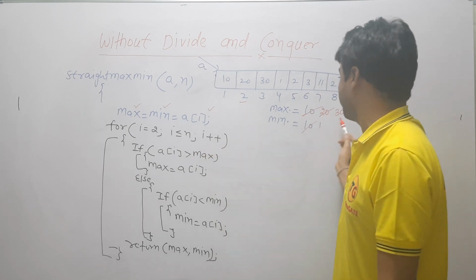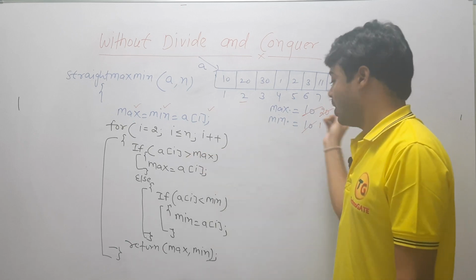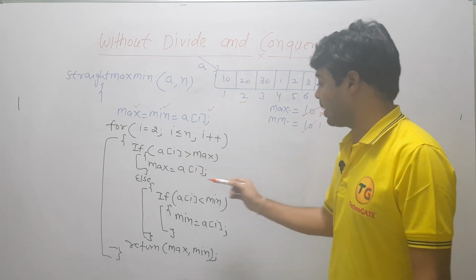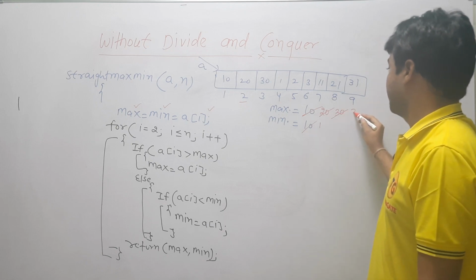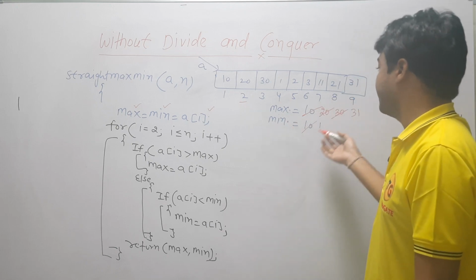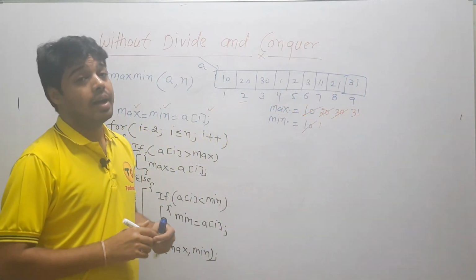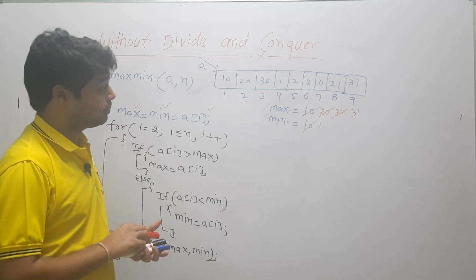11 greater than maximum, no. 11 less than minimum, no. 21 greater than maximum, no. 21 less than minimum, no. 31 greater than maximum, yes. So maximum is what? 31 and minimum is 1. This is the desired output here.